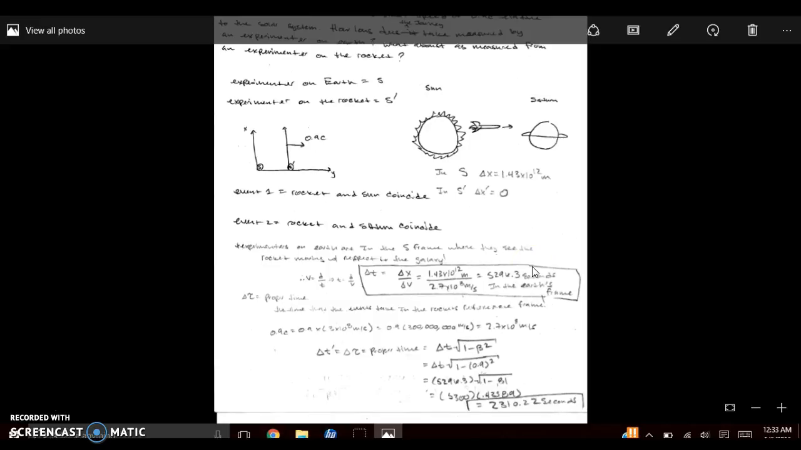Now for the astronaut, things get a little tricky, because all he sees is things flying past him. So his delta x is equal to 0. Therefore his time, which is the proper time, t prime, is different. He's not going to have the same time as the experimenter observing from Earth.